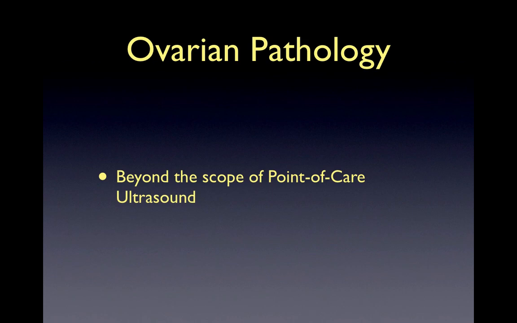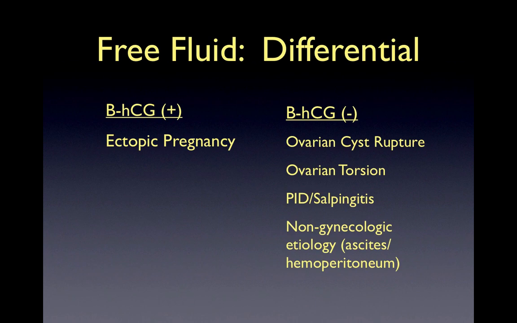The last segment of this lecture looks at ovarian pathology, which is beyond the scope of point-of-care ultrasound but should be recognized when encountered. Free fluid may be pathologic, and the table here lists a differential for free fluid in the pregnant patient and non-pregnant patient. Having already covered ultrasonographic findings for an ectopic pregnancy, we will focus on ovarian cysts, torsion, and salpingitis.